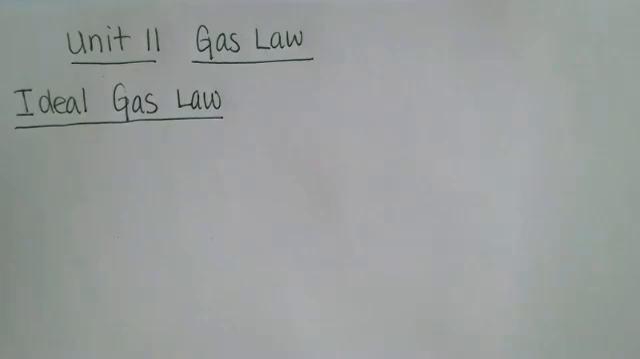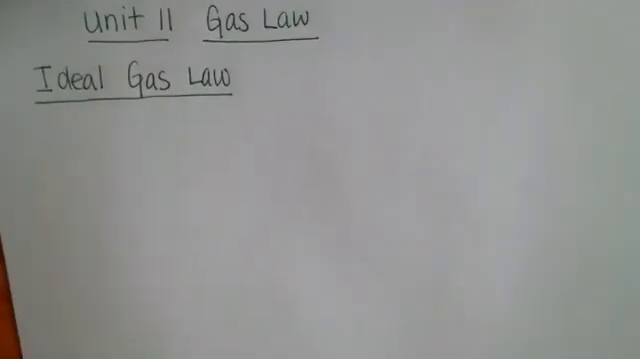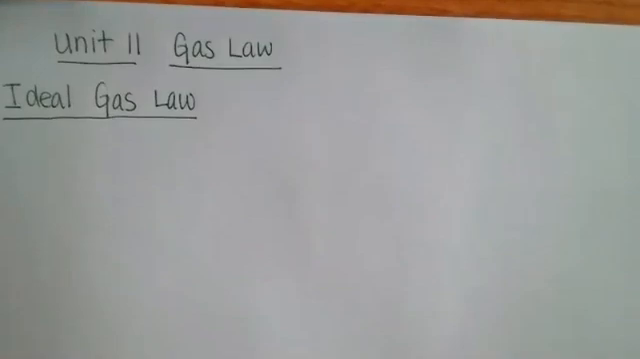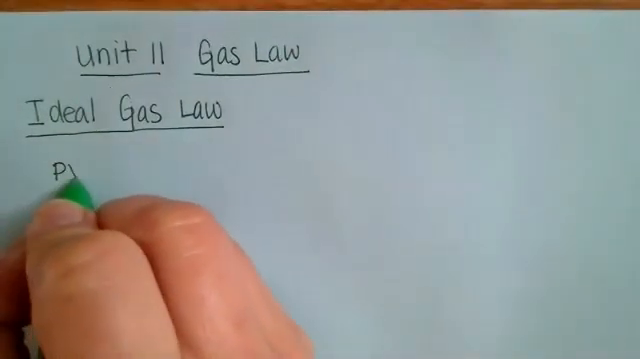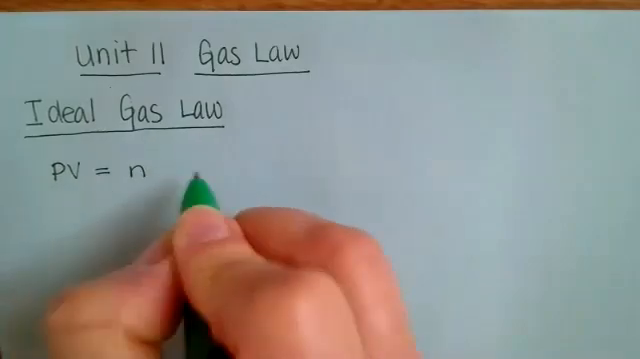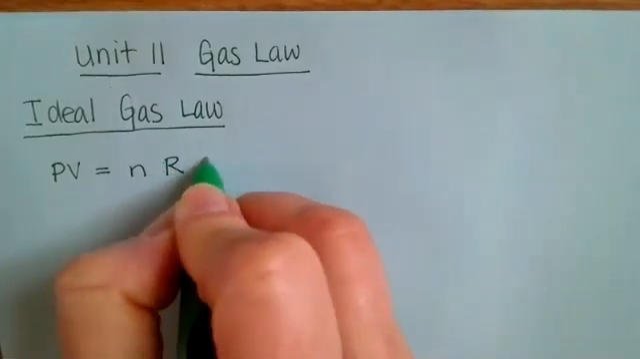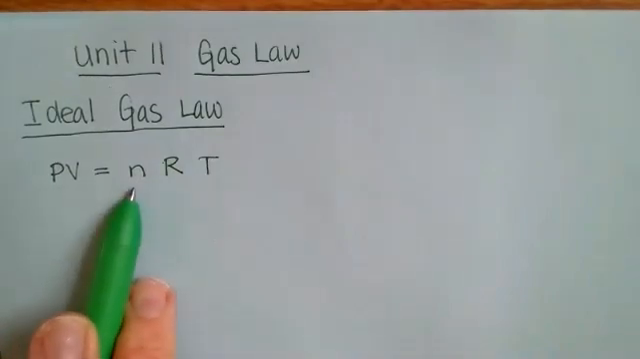So I'm going to lay out the actual equation first, and we're going to go through it and label and then attach all of what everything's meant for it. PV is equal to nRT. So PV is equal to nRT.